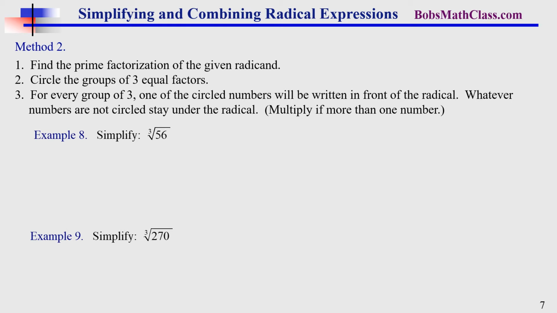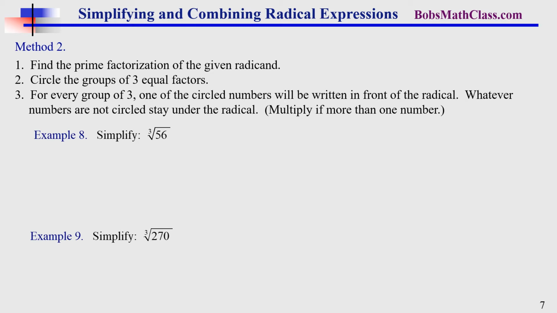Okay, these are the same examples we just did previously, but we're just going to do it differently this time. So find the prime factorization of 56. You could use 2 times 28, 4 times 14, 8 times 7. If you use 8 times 7, you might notice right there it's a perfect cube. So then you might want to stay with method 1.